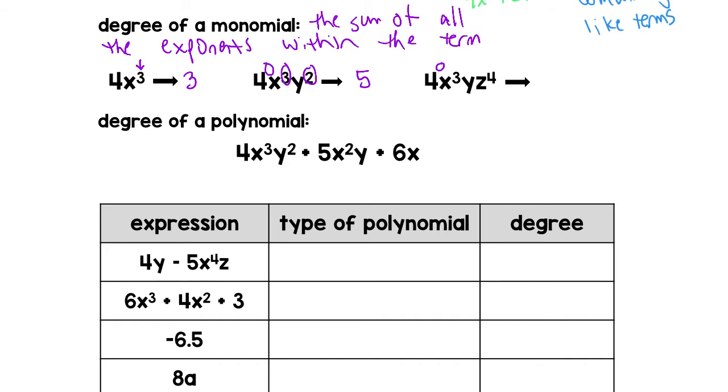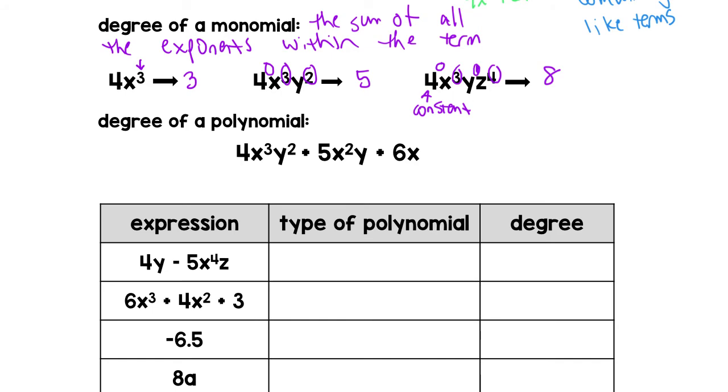Last one here, we've got 4 and a 3, nothing on the y, and a 4. Let's talk about the difference between the 4 and the y. 4 is a constant, and y is a variable. Constants always have a degree of 0. Variables, if they have no exponent, have a degree of 1. So this is 0 plus 3 plus 1 plus 4. So that's a degree of 8.